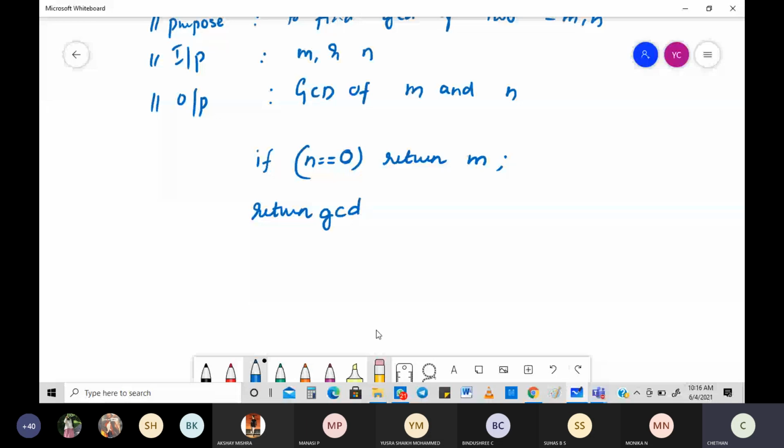You are going to return capital GCD, because you have written the same capital on top. So you are going to return GCD of what? Be careful with the way I'm writing. N comma M mod N. Is that the end? Yes. Is there anything to be done? No. This is what is known as decrease and conquer.